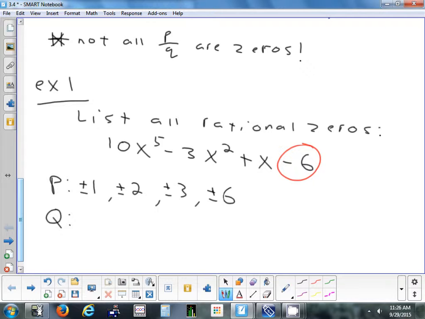Okay. Now we need our denominator. What are the factors of 10? Yeah. 1, 2, 5. 1, 2, 5, and 10.